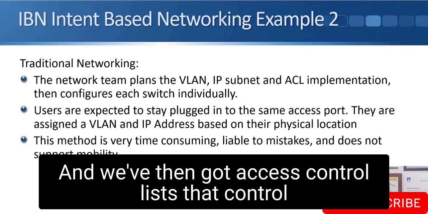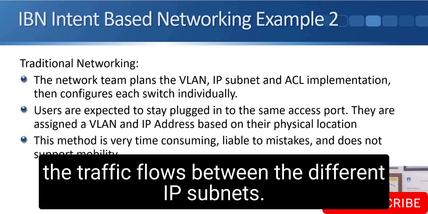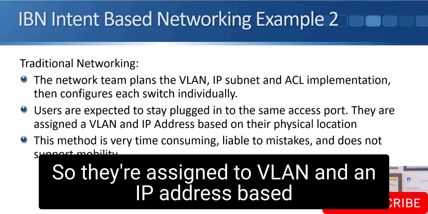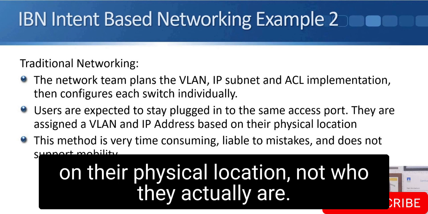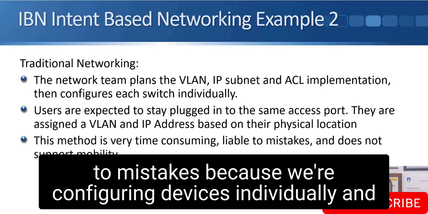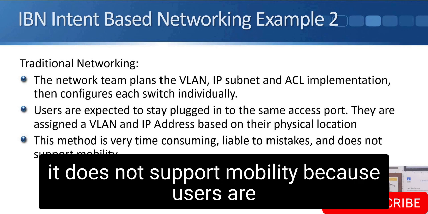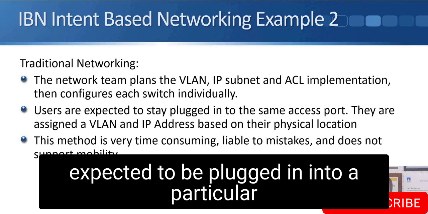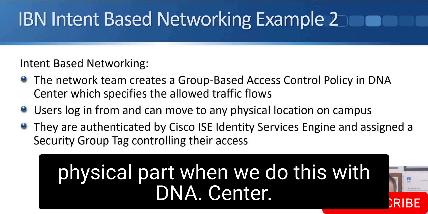And we've then got access control lists that control the traffic flows between the different IP subnets. So they're assigned a VLAN and an IP address based on their physical location, not who they actually are. Again, the method is very time consuming, liable to mistakes because we're configuring devices individually, and it does not support mobility because users are expected to be plugged into a particular physical port.